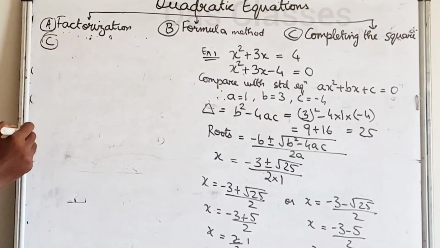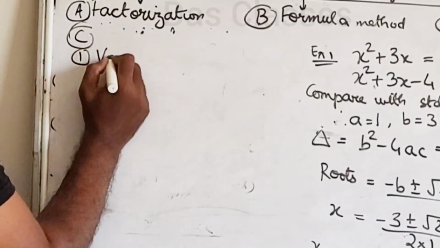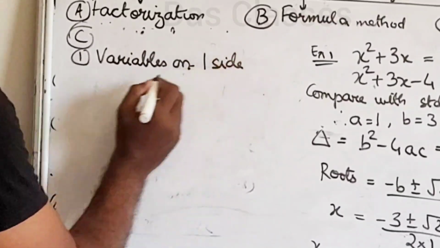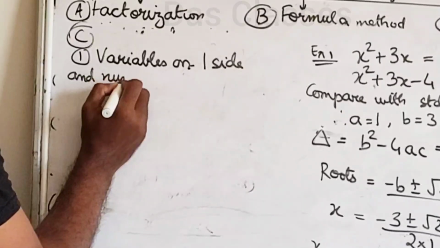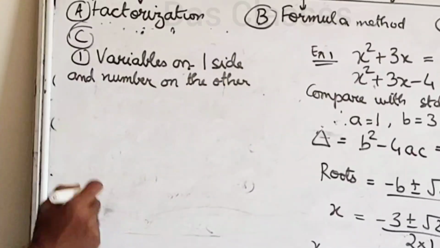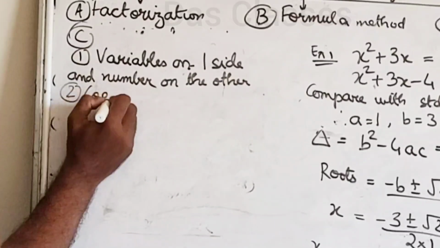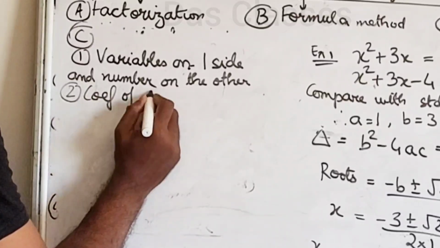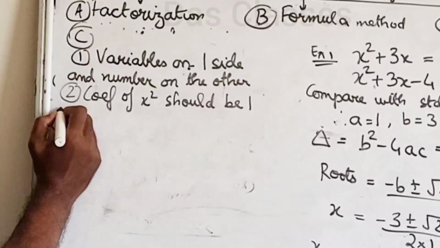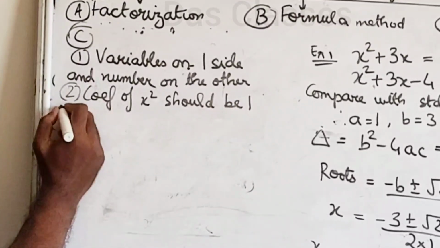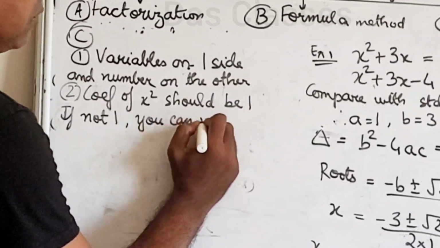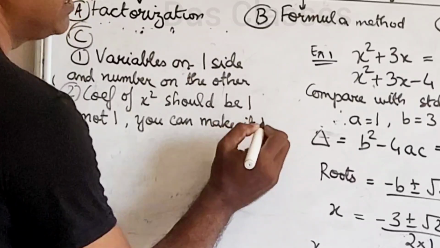For the completing the square method, first of all, step 1 would be variables on one side and number on the other. Second step would be the coefficient of x square should be 1. In case it's not 1, you make it 1. That's the second step.